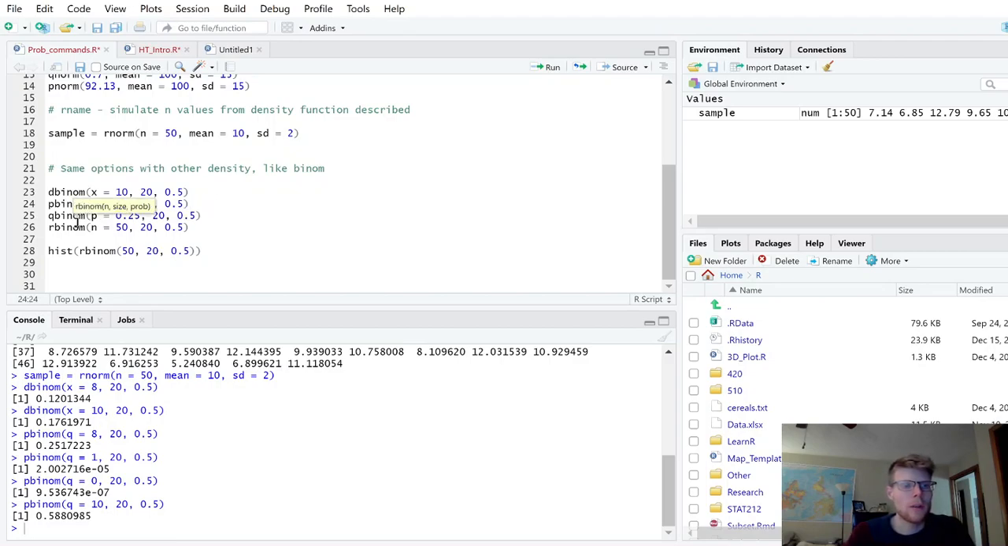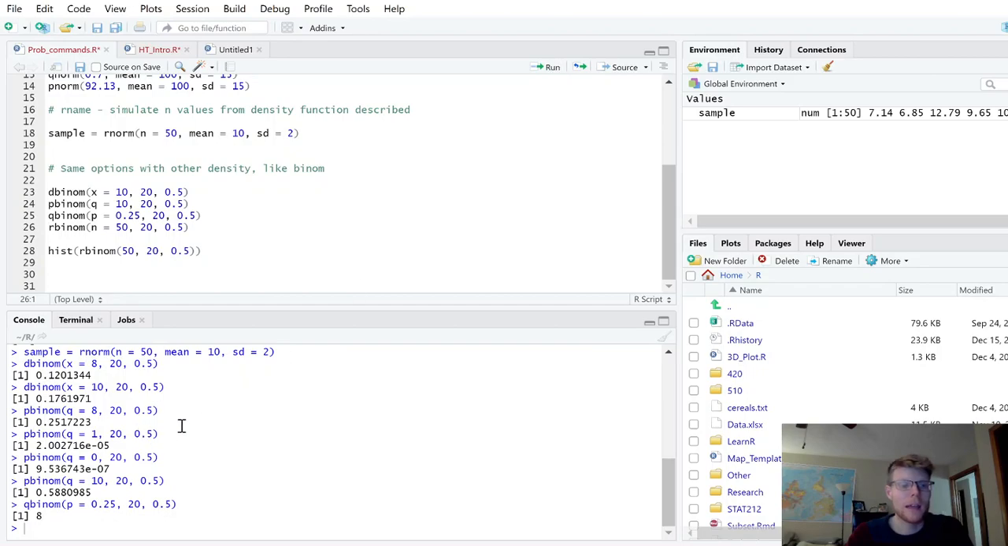qbinom is again just going to be the inverse. So I plug in a probability and I find the value such that the tail probability is equal to that value. So if I plug in 25%, I get 8. So that means about 25% of the time I'm going to get a value of 8 or lower in this distribution. And again, I can take a random sample of observations from this distribution.